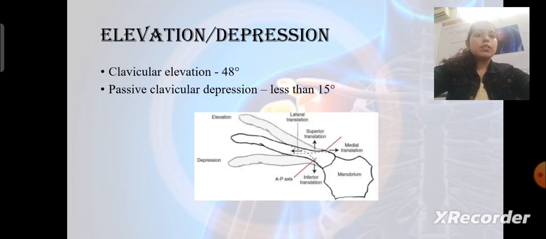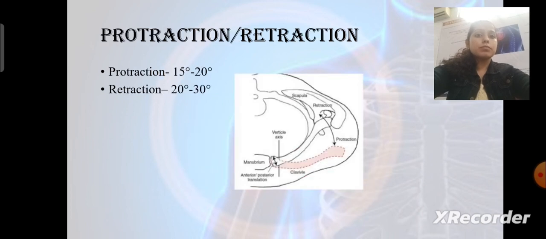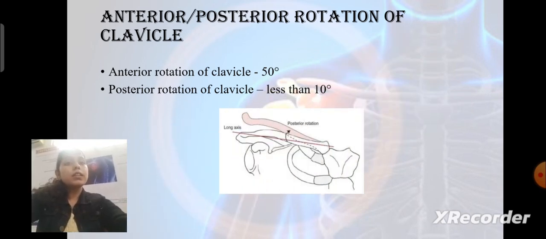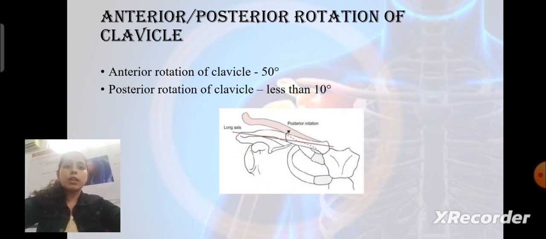In elevation and depression, clavicle elevation is 48 degrees and passive clavicular depression is less than 15 degrees. Protraction range is 15 to 20 degrees and retraction is 20 to 30 degrees. For anterior and posterior rotation of the clavicle, anterior rotation is 50 degrees and posterior rotation is less than 10 degrees.